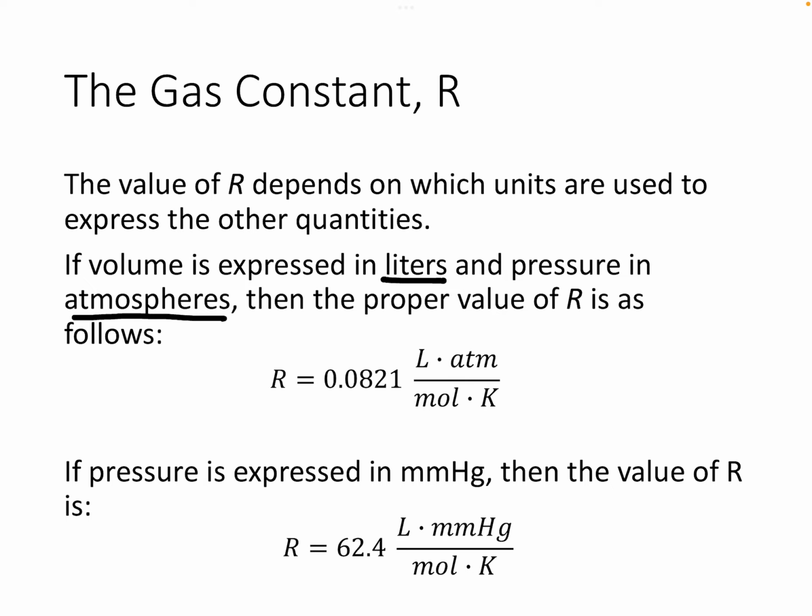Now, what if we want to use a different unit? Let's say, for example, instead of atmospheres, we want to use millimeters of mercury. That's actually going to change the value of R, the ideal gas constant, because remember, 1 atmosphere is equal to 760 millimeters of mercury. So if we're using that unit, R becomes 62.4 liters times millimeters of mercury over moles times Kelvin.